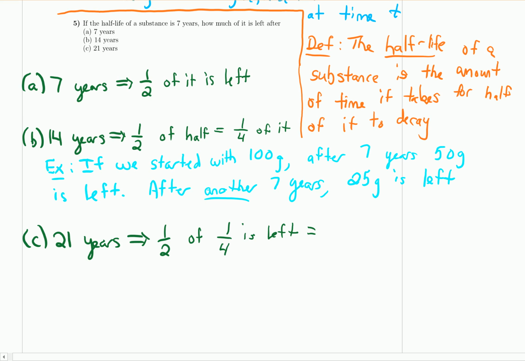So 1/2 of 1/4 is 1/8. So 1/8 of it is left.